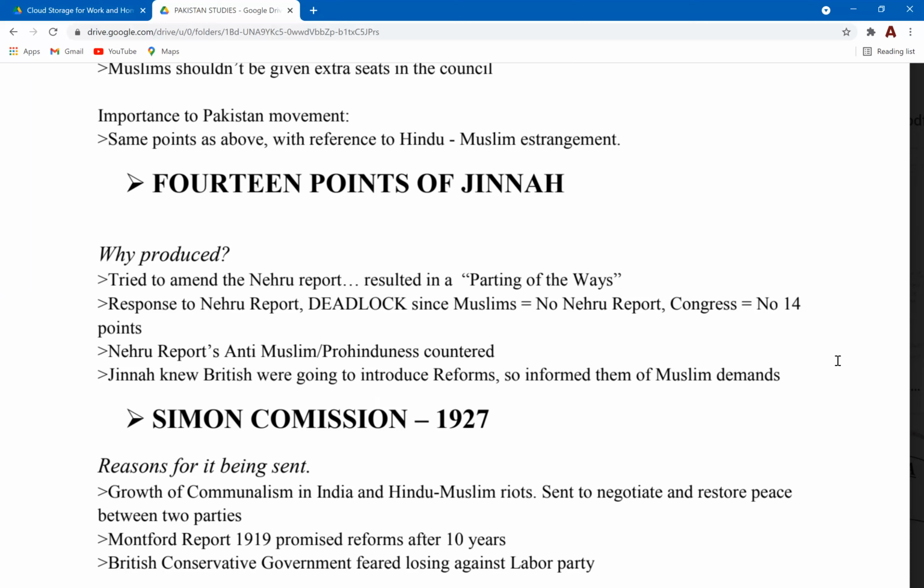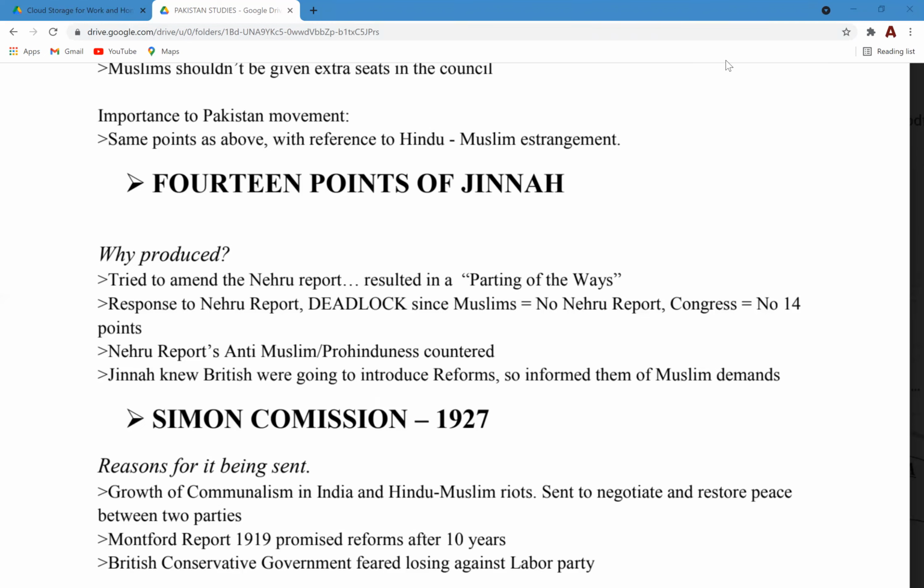Why were they produced? Number one, because this was an amendment to Nehru Report. What happened was Jinnah presented an amendment to the Nehru Report as soon as it was presented. Jawaharlal Nehru was the chair of the conferences, and he was the one who presented the Nehru Report. So Jinnah presented a few amendments to Nehru, saying that if those amendments were made in the Nehru Report, Muslims would gladly accept it, but those amendments were rejected by the Hindus.